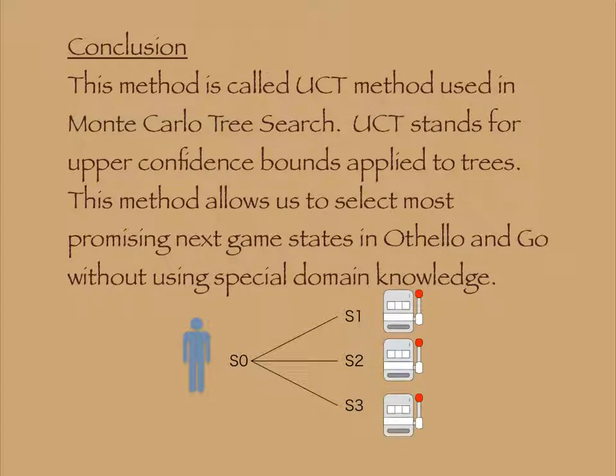Conclusion. This method is called UCT method used in Monte Carlo Tree Search. UCT stands for Upper Confidence Bounds Applied to Trees. This method allows us to select most promising next game states in Othello and Go without using special domain knowledge.